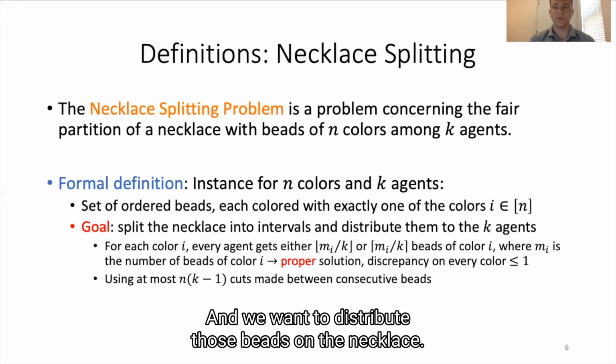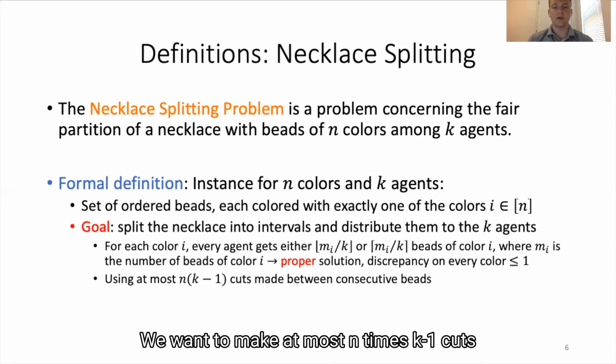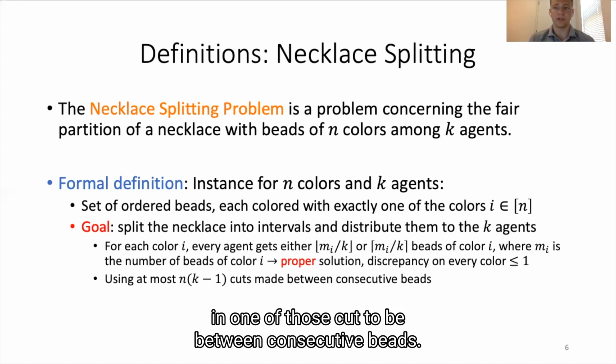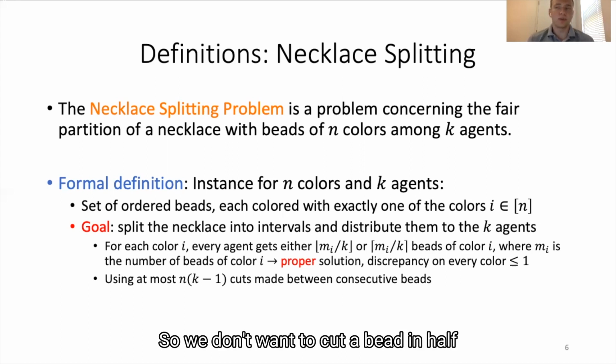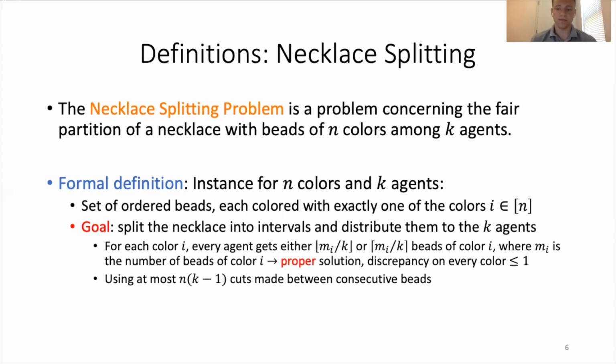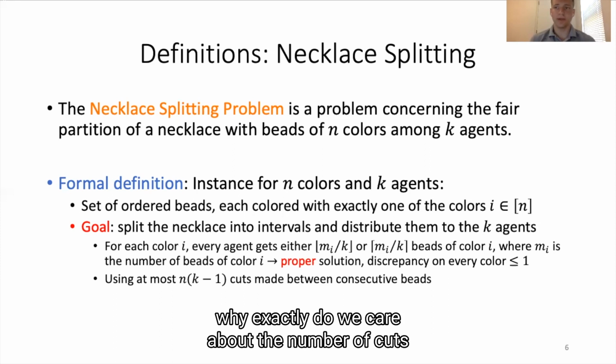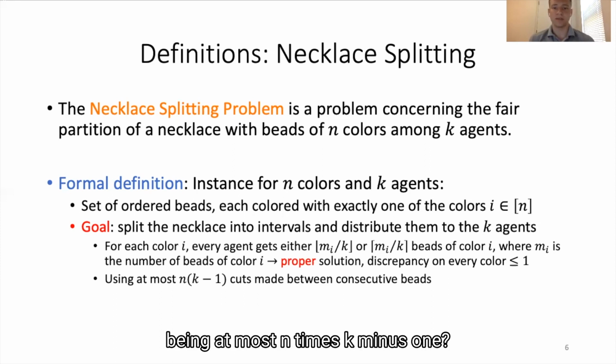And we want to distribute those beads on a necklace, so we want to make that partition without having to make too many cuts. We want to make at most n times k minus 1 cuts, and we want all of those cuts to be between consecutive beads. So we don't want to cut a bead in half or anything like that. An obvious question would be, why exactly do we care about the number of cuts being at most n times k minus 1?